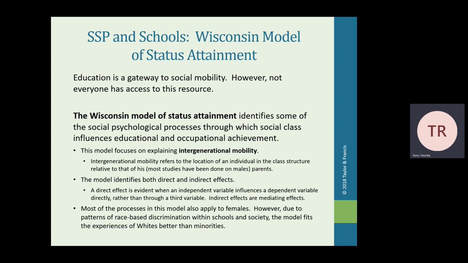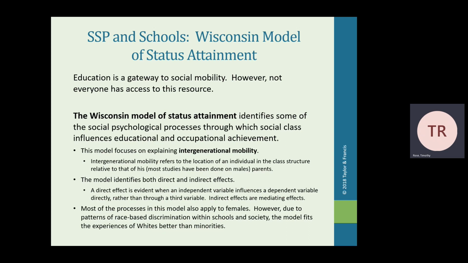So you have intergenerational mobility if you end up occupying a social class location that is higher, or technically it could be lower, than the position occupied by your parents. And so this model identifies both direct and indirect effects. What are direct and indirect effects?